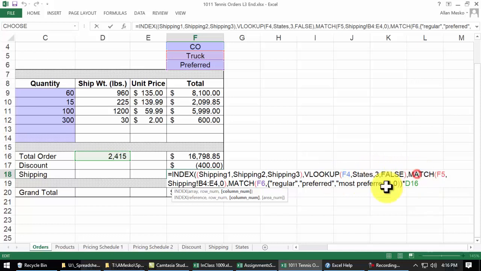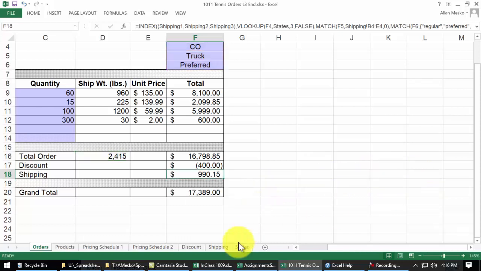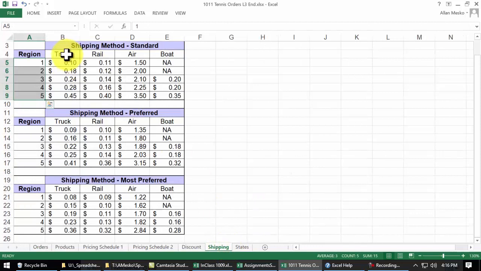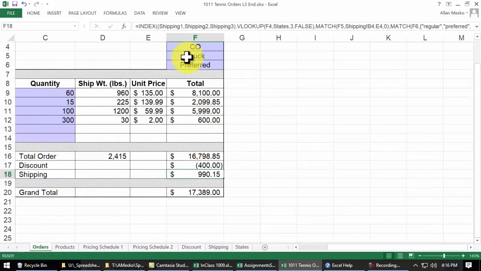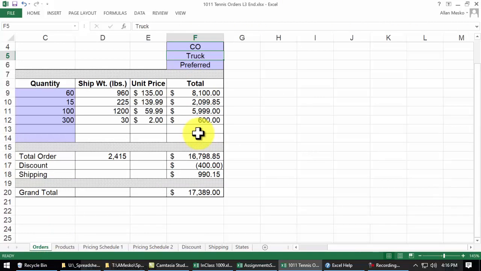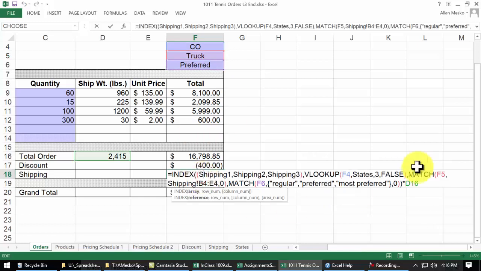But to find the column number in the shipping table, it's actually 1, 2, 3, or 4, isn't it? But we don't want the customer to have to type in a 1, 2, 3, or 4. We just want them to pick truck, rail, air, or boat. So on the orders table, they're going to put that right here. They're going to say, what method do you want to ship? And so we're going to go look in that cell.